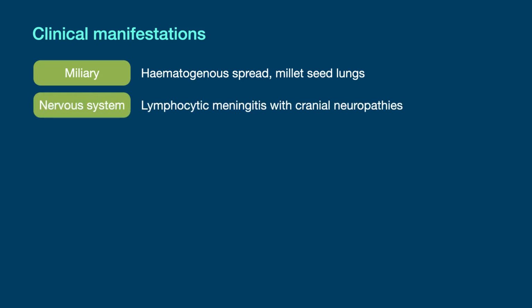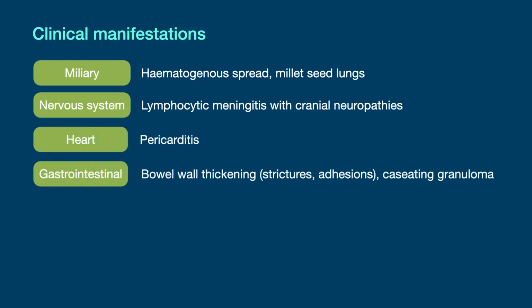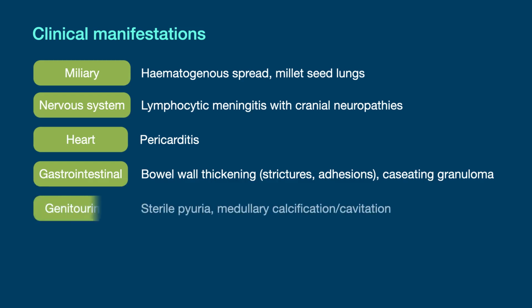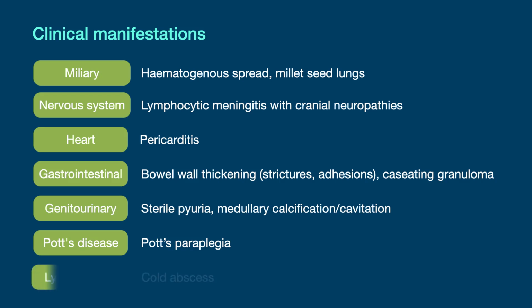Other forms are such as TB meningitis, TB pericarditis, TB colitis, TB cystitis, and Pott's disease, as well as the lymph nodes which we mentioned earlier.